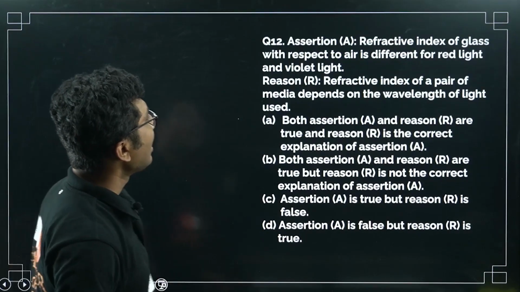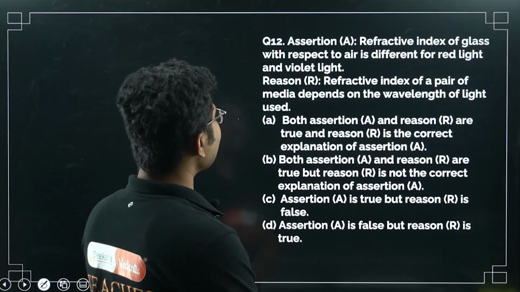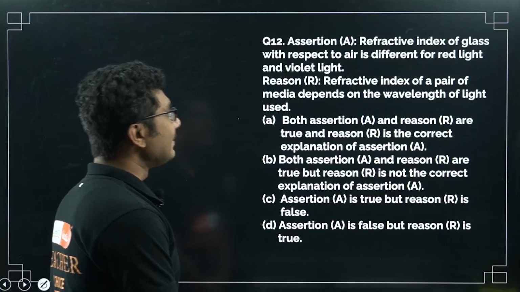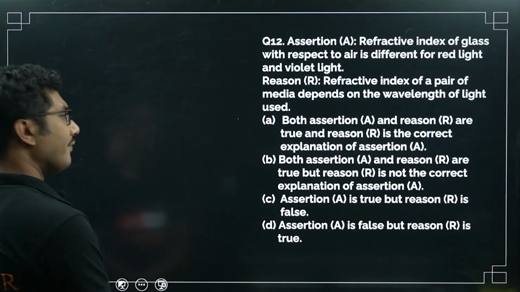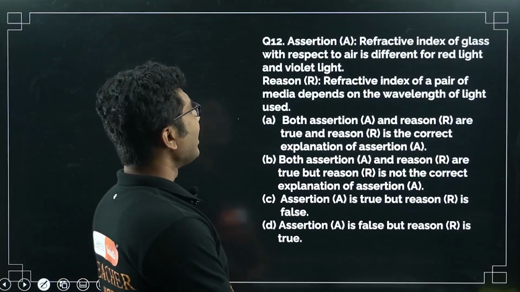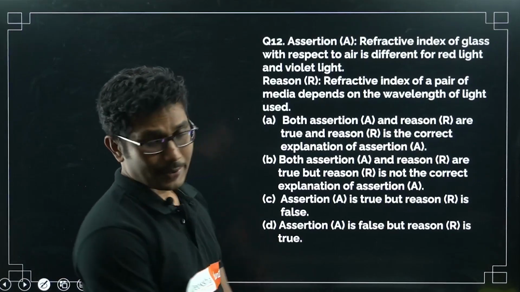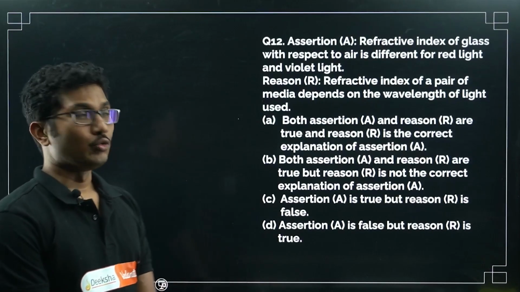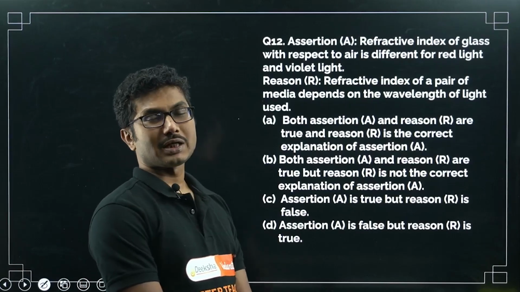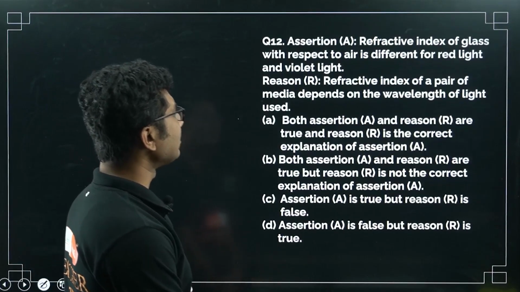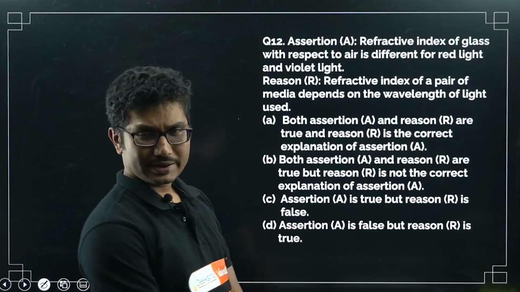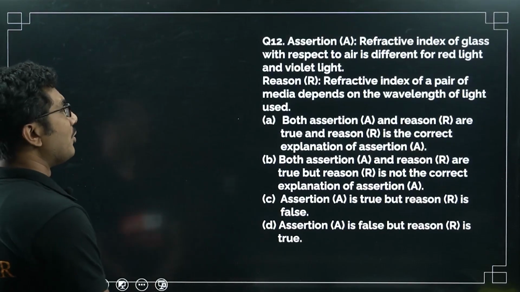Question number 12. The refractive index of glass with respect to air is different for red light and violet light. Obviously, the refractive index of glass is different for red light and violet light. It depends on the color. We know that it depends on the medium and on the color. The refractive index of a pair of media depends on the wavelength of light used. Yes, it does.